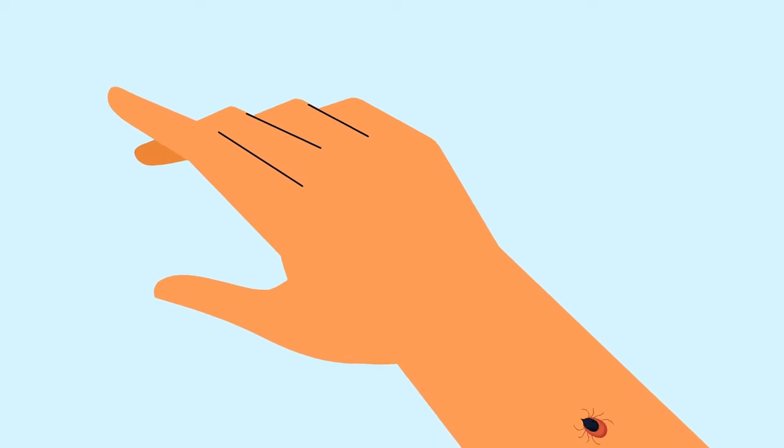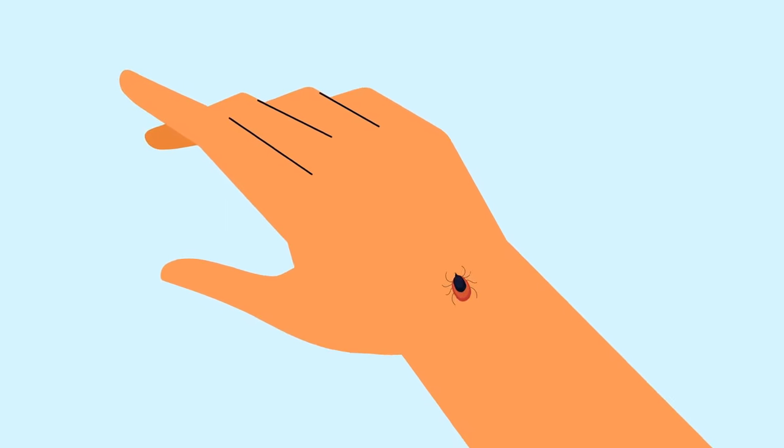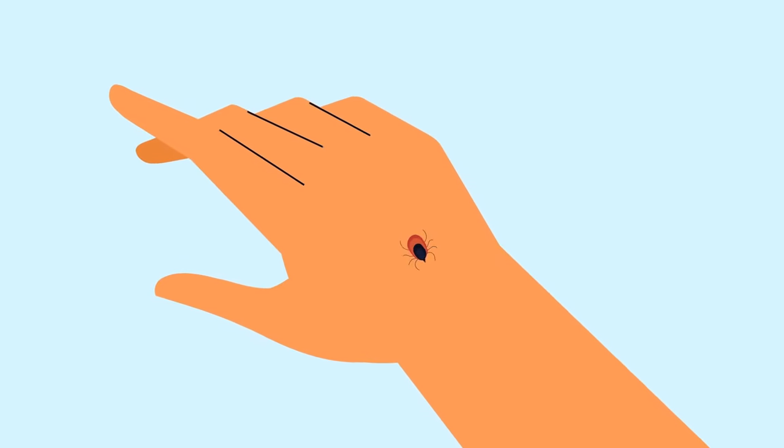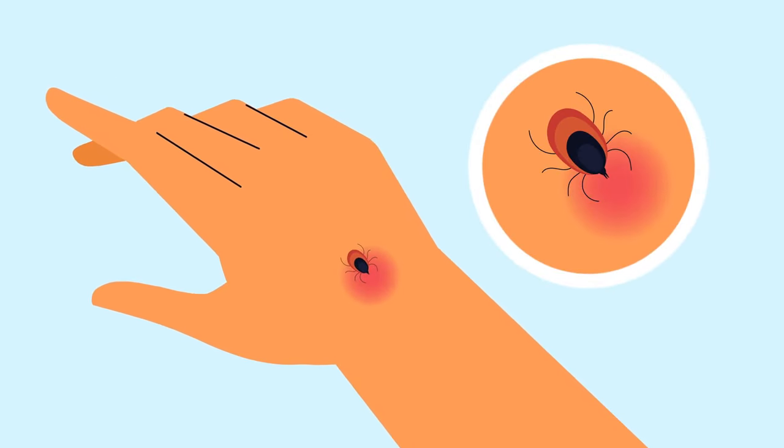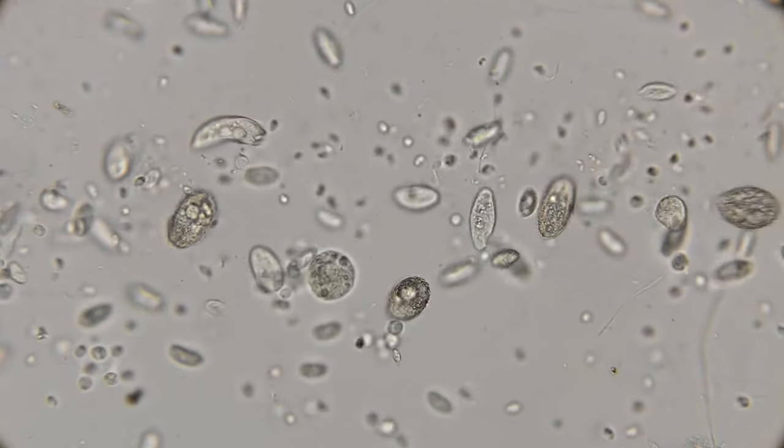Number 3. How is African Trypanosomiasis transmitted? The disease is transmitted through the bite of an infected tsetse fly, which becomes infected after feeding on an infected human or animal.